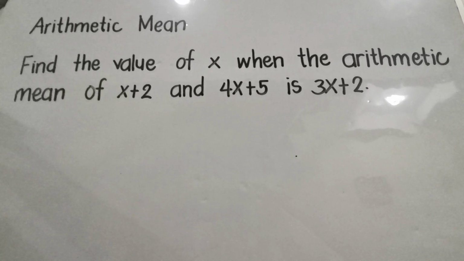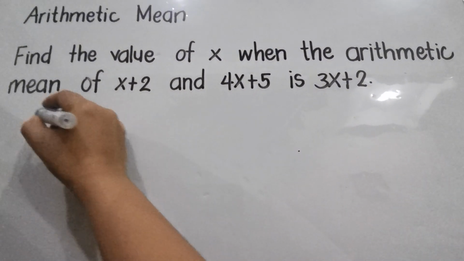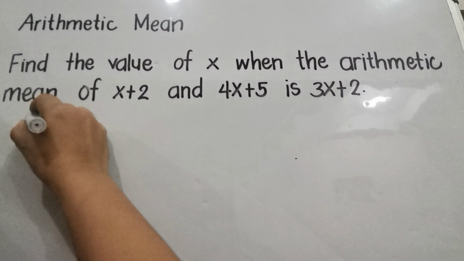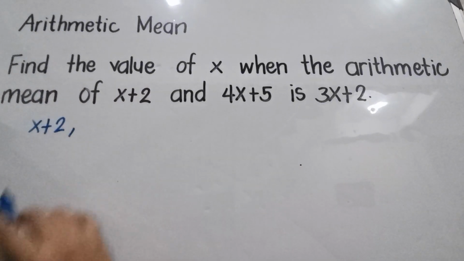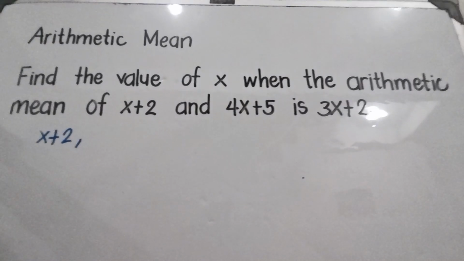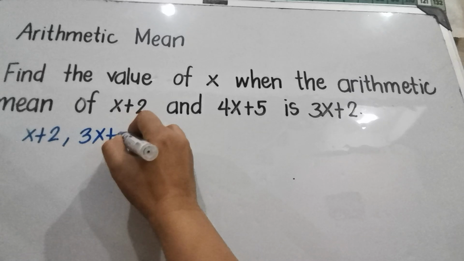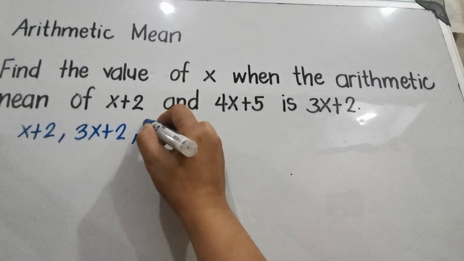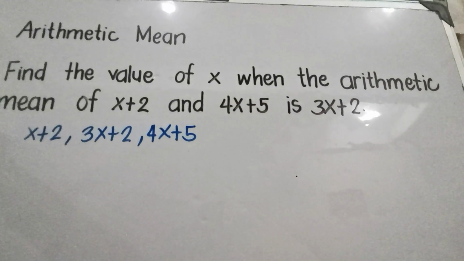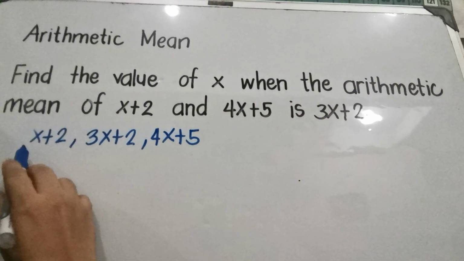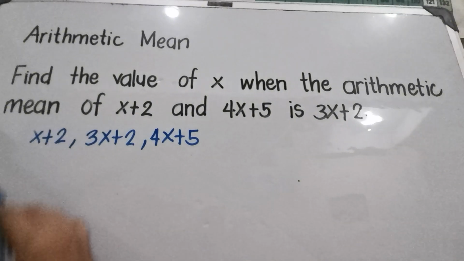So there are only 3 terms in this given sequence. If we try to illustrate the sequence, we have x plus 2, and then the middle term, which is the arithmetic mean, 3x plus 2, and then the last term would be 4x plus 5. So we'll try to find out what is the value of x for each term.